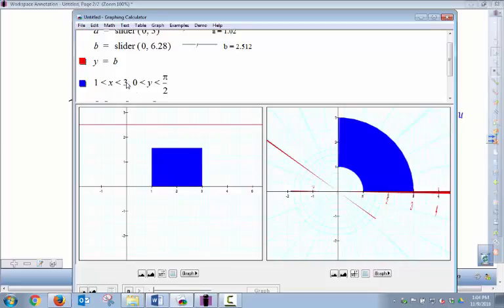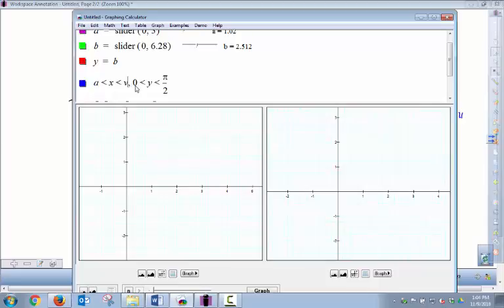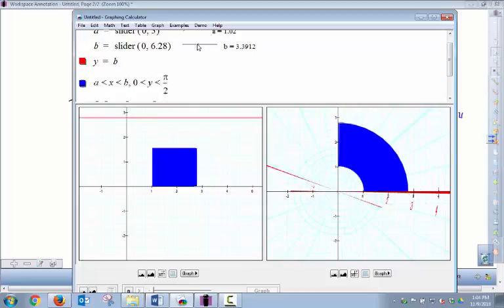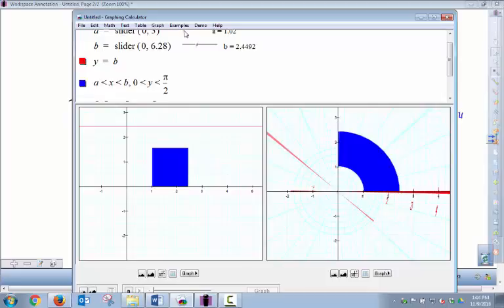In fact, we can change this into A and B. Just for fun. So you can see how things change like that. Okay? Is that pretty cool? Yeah, that's cool.